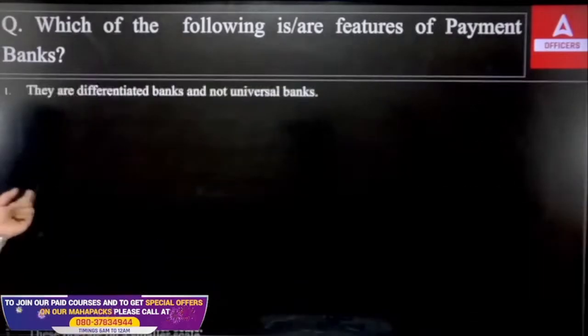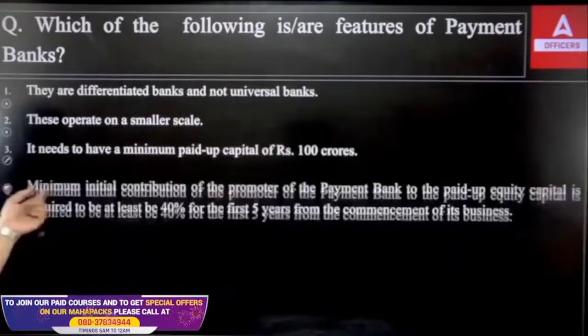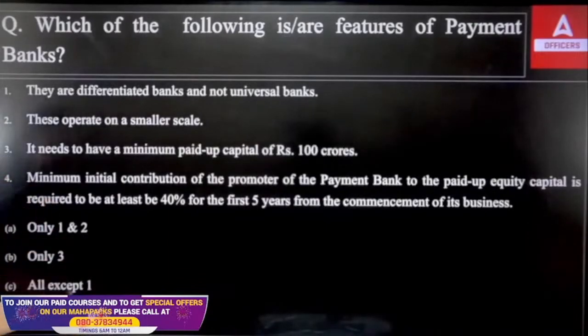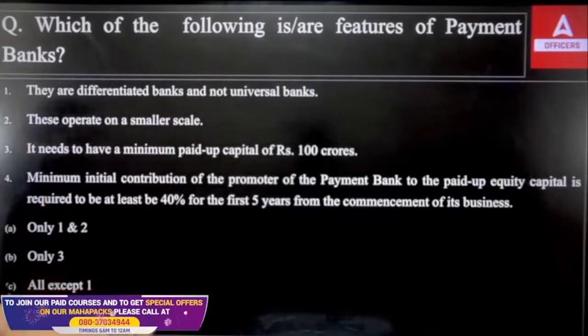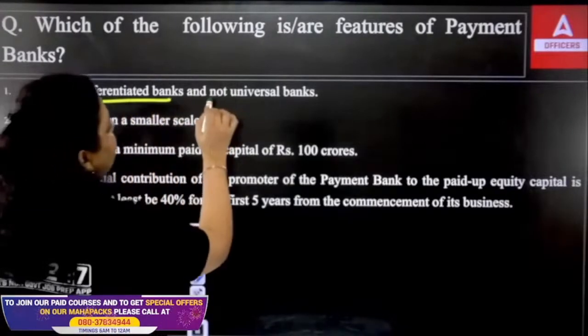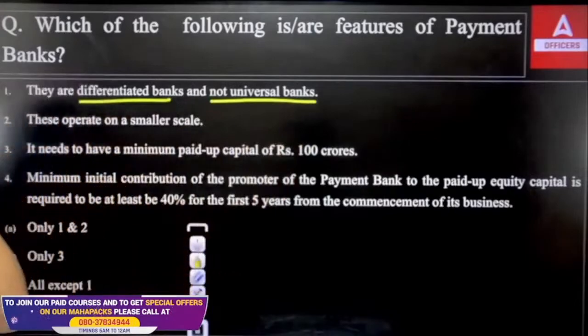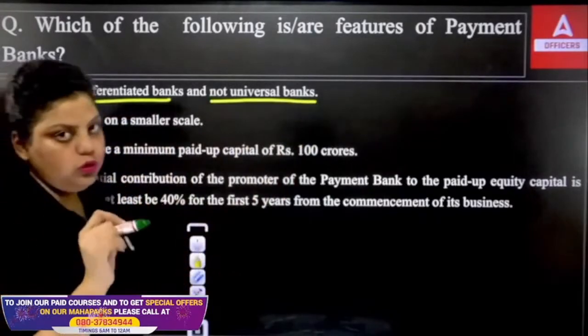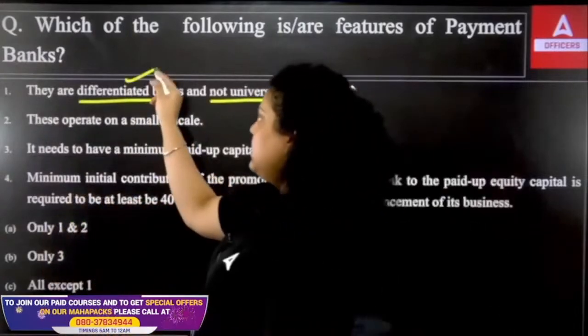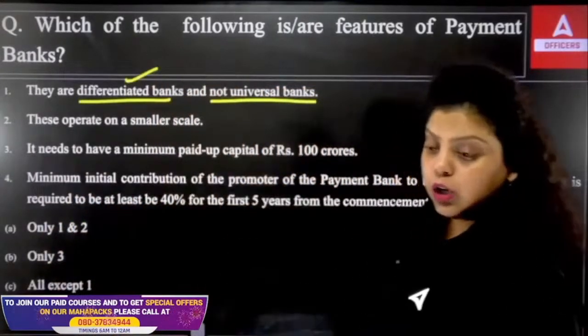Which of the following are the features of payment bank, you have to tell, and you have these 4 features, out of which you have to decide which of the following is the feature of a payment bank. So first we have, they are differentiated banks and not universal bank. I have just told you that payment banks are differentiated banks. So this is correct. But what about universal bank? They are not universal bank.